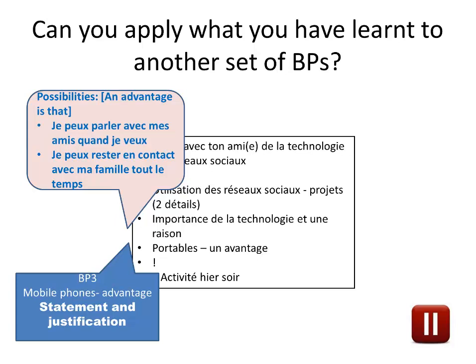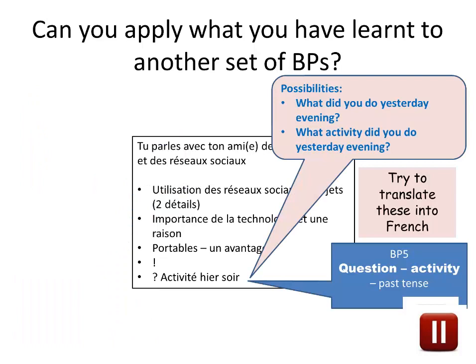So it's that I am able to speak. Je peux parler, infinitive. Je peux rester, I can stay. And on to bullet point 5, asking a question, this time in the past tense. Before it was the future, now it's the past tense. So activity yesterday evening, either what did you do yesterday evening, or possibly what activity did you do yesterday evening. I think the first one is probably the easier one. So pause, write down what you think it is, and when you're ready, resume. Answers coming up.